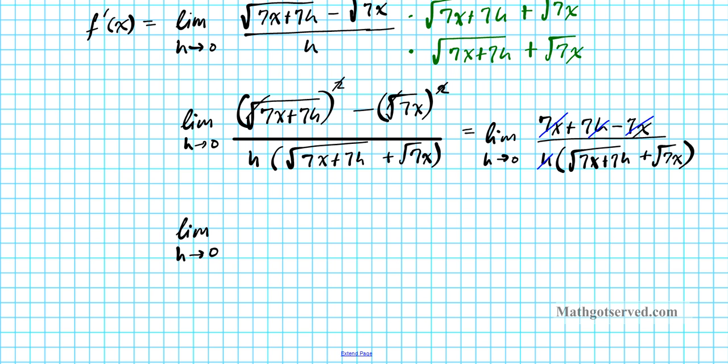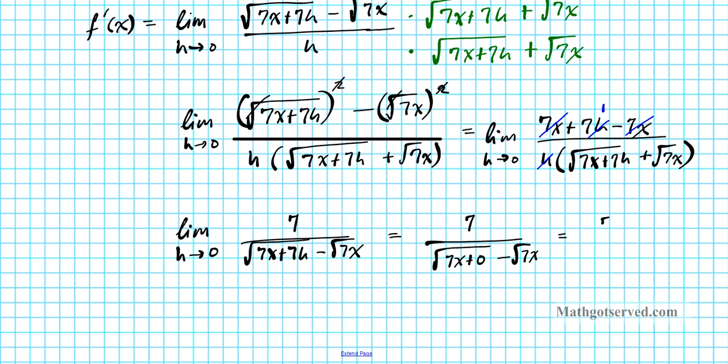So doing that reduction, we're going to end up with the limit as h approaches 0. Let's put a 1 here, so we don't get confused, of 7 divided by, now that h is gone, we're just left with the square root of 7x plus 7h minus the square root of 7x. Now when h goes to 0, this term becomes 0. So plugging in the value that the limit is approaching, it's going to be the square root of 7x, 0 times 7 is 0, plus 0, minus the square root of 7x. So we have 7 over root 7x.